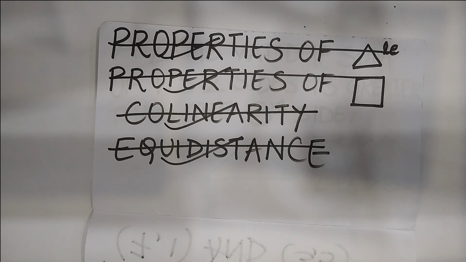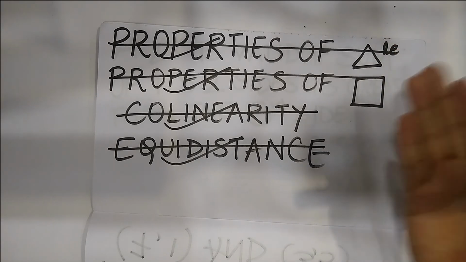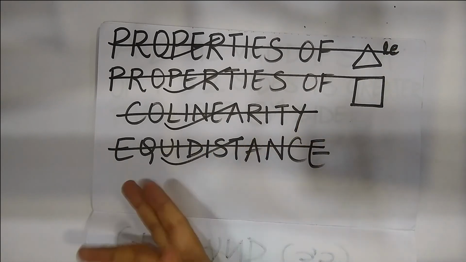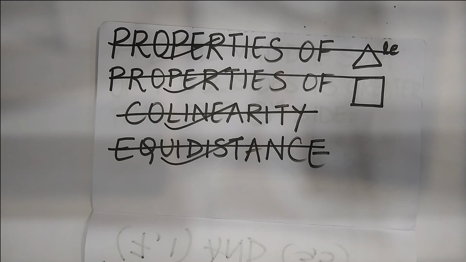So for now, just keep practicing all the properties. Try to remember all the properties of geometrical figures like triangle and square, and the theory and concept behind collinearity and equidistance. You will be able to figure out all the answers, the proof, the distance, everything. Just do your calculations properly and you will be fine.